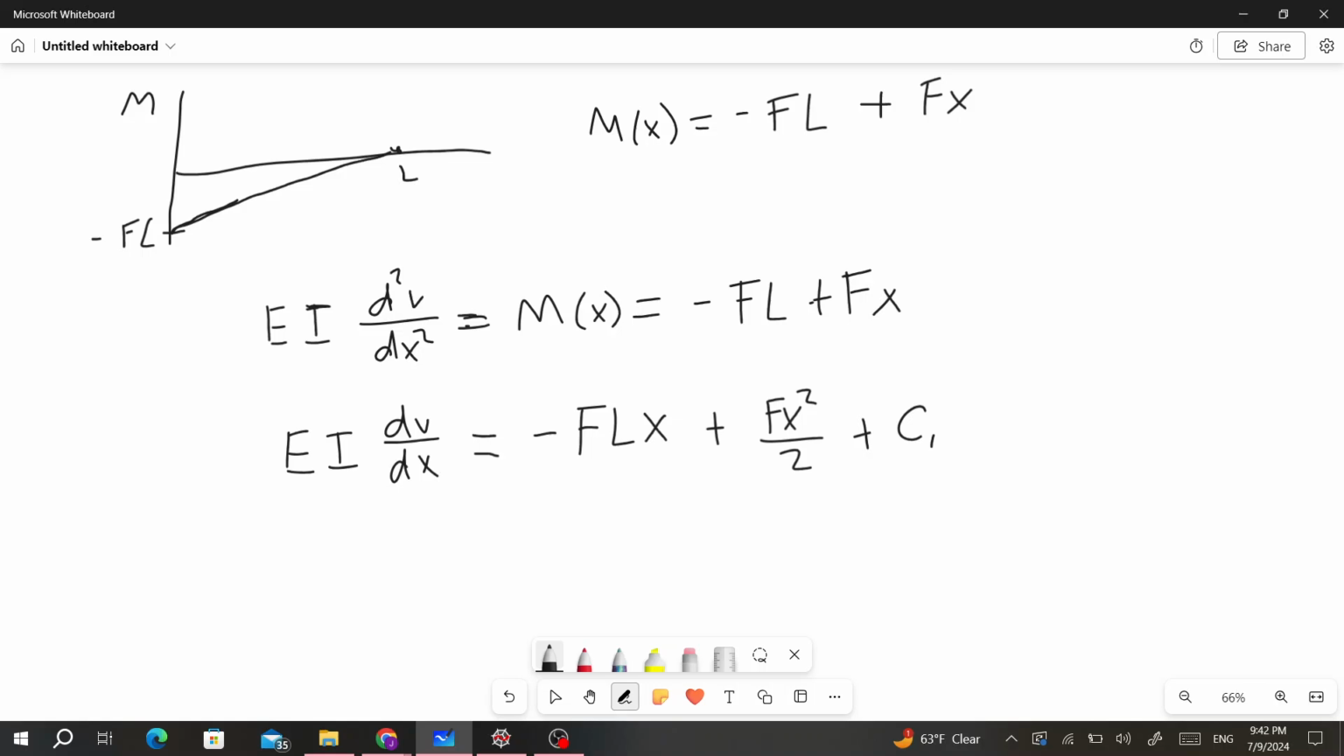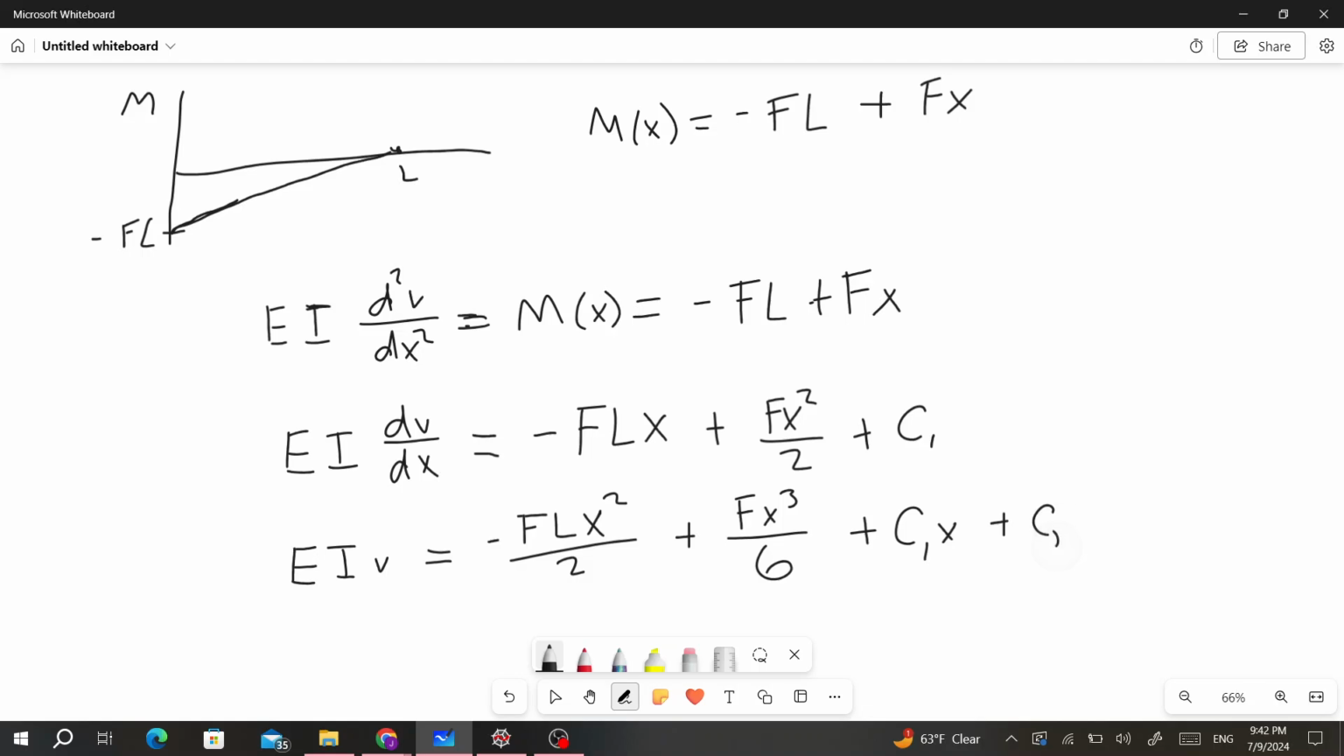Alright, we'll take another integral, and we'll have EI multiplied by v is equal to negative FL x squared divided by 2 plus Fx cubed divided by 6 plus this first constant of integration times x plus another constant of integration, which I'm going to call C2.